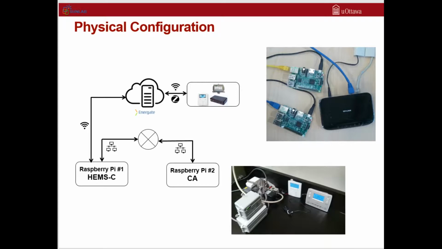Today I'm presenting on behalf of our team, and the presentation consists of physical configuration, firmware configuration, and a live demo of the system plus algorithm. The HEMSC controller, which is Raspberry Pi number 1, communicates with the CA, which is Raspberry Pi number 2, and as you see in this snapshot, they are communicating via a switch. HEMSC controller number 1 communicates with the Energate server using Wi-Fi, and the Energate server communicates with the smart appliances to control them.